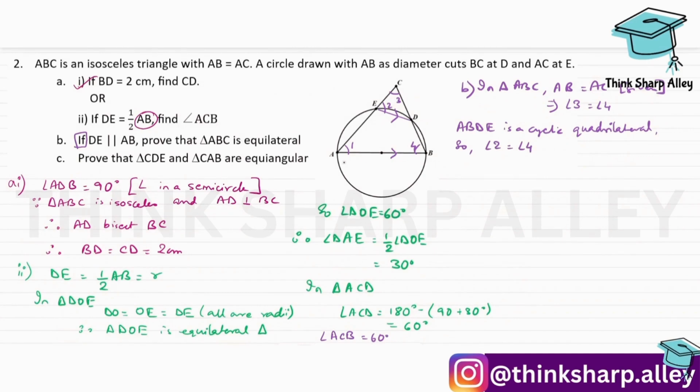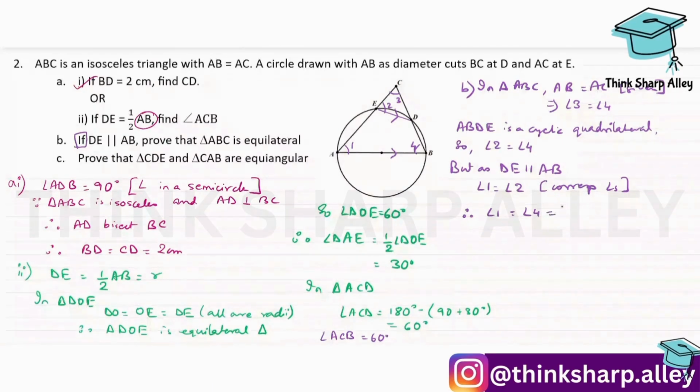But DE is already parallel to AB. That makes angle 1 and angle 2 also equal because they are corresponding angles. So here we go. We have angle 1 equal to angle 2, that is equal to angle 4, and angle 4 is equal to angle 3. So in triangle ABC, all of the angles, angle A, angle B and angle C, are all equal. So that makes triangle ABC equilateral.